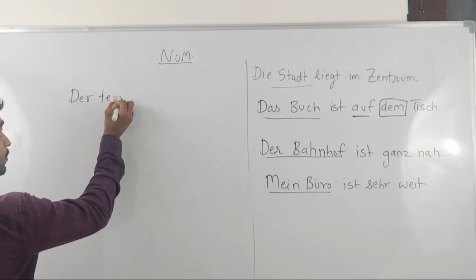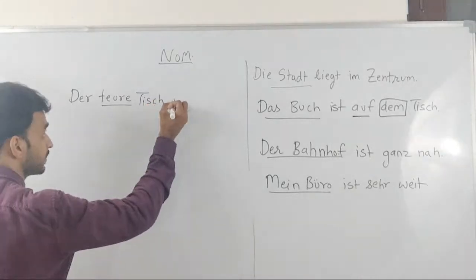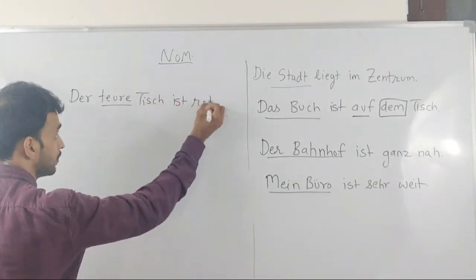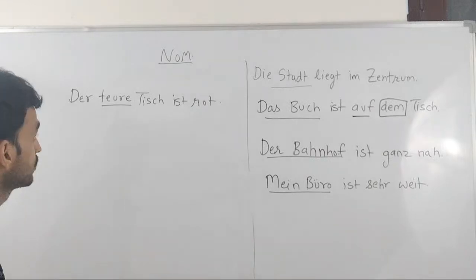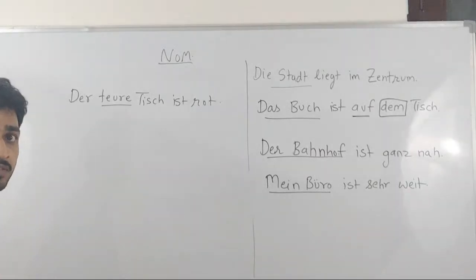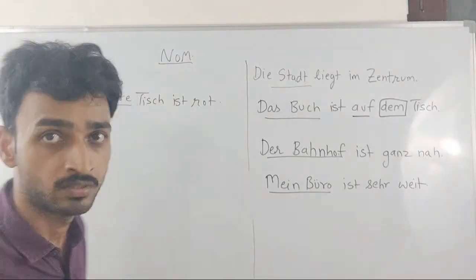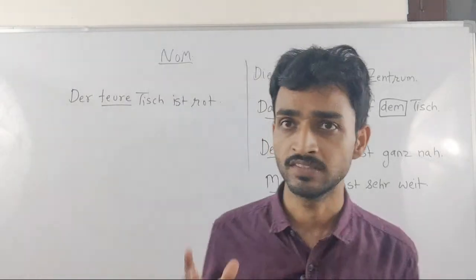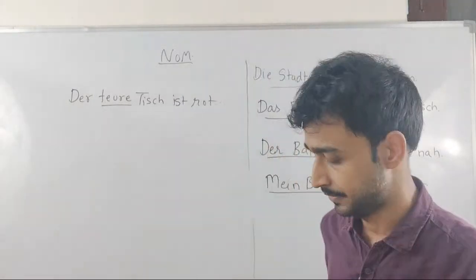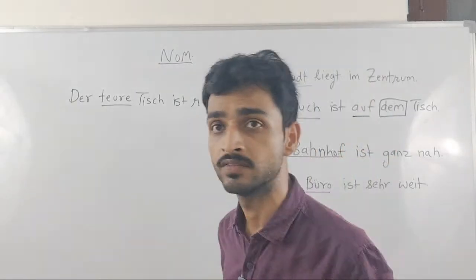Der teure Tisch. The expensive table is red. The expensive table. Now we learn with the article. Der teure Tisch ist rot. The expensive table is red. The table is expensive and it is red. Der teure Tisch ist rot. The expensive table is red. The table is expensive and it is of red color. Next, this is also nominative case. These are all nominative case. Next sentence.